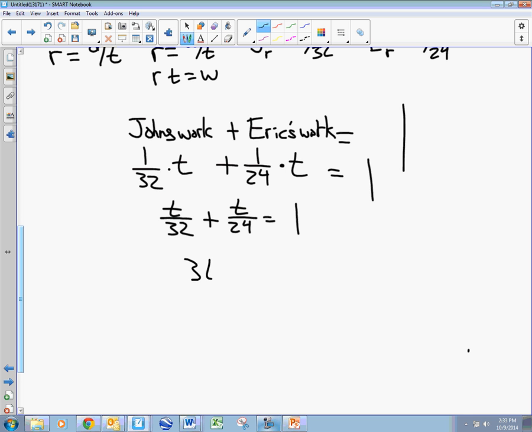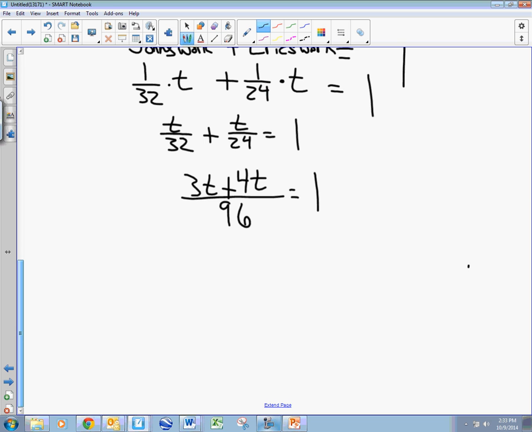3. So you would have 3t. And 24 times what is 96? 4. So I found a common denominator of 96. 3t plus 4t is 7t over 96 is equal to 1. How do I solve for t?